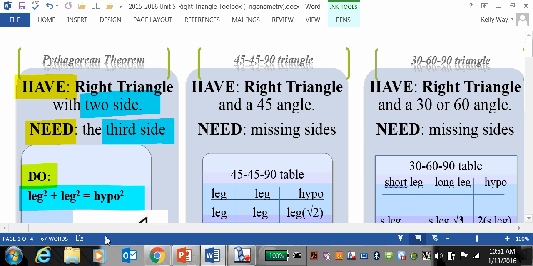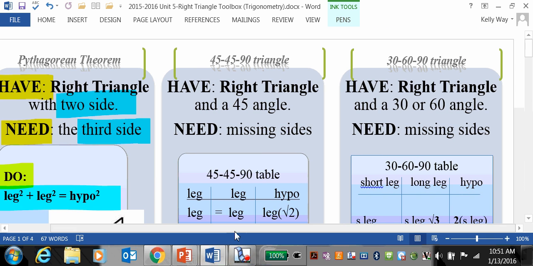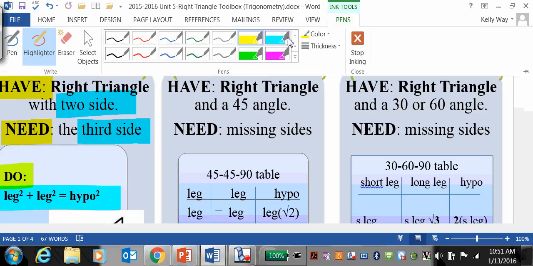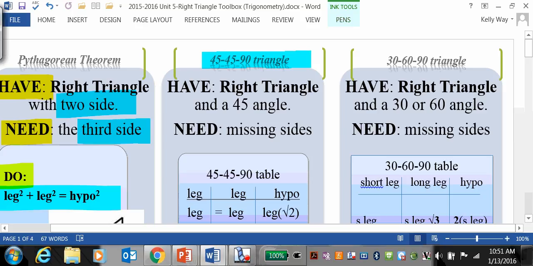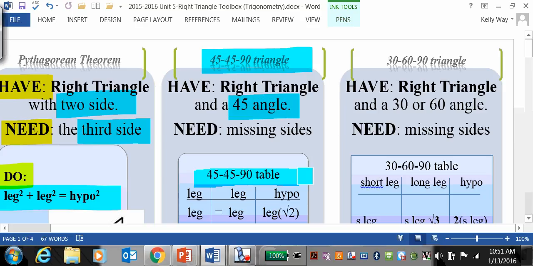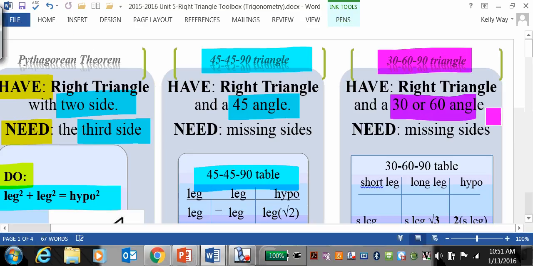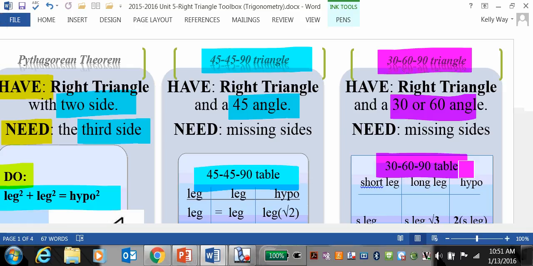The next two are what are called special right triangles, and I'm not being special because I'm being sarcastic. If you want to have a special circumstance: 45, 45, 90, and then do this table only. 30, 60, 90, you can use this table. You cannot use those tables for any other time. That's what I'm talking about.